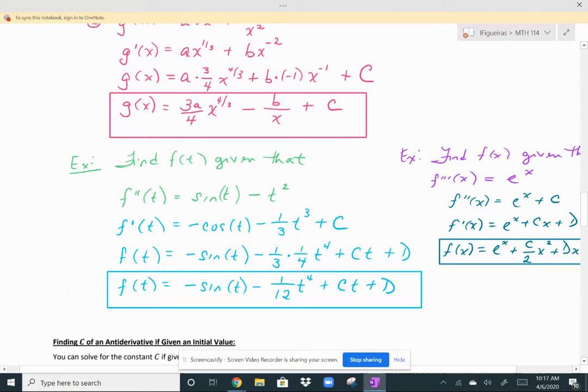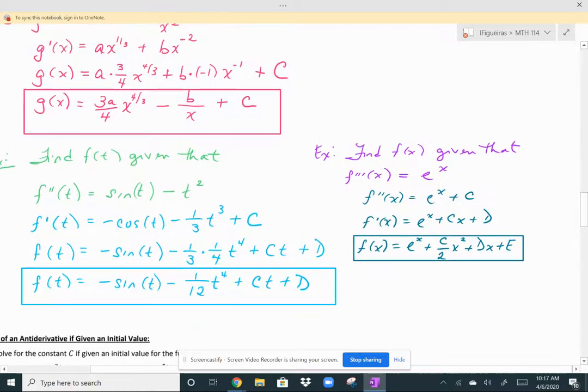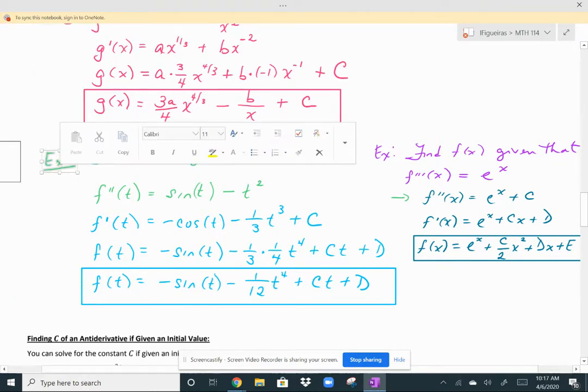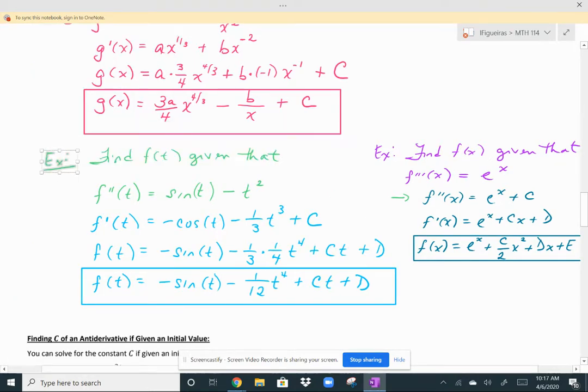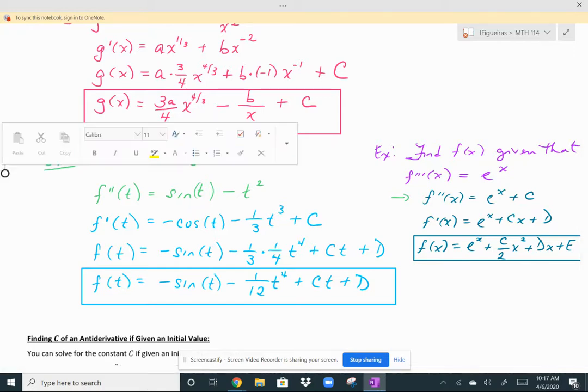So this next example is similar. There's even more work to do here. You want to find f of x given that f triple prime of x is equal to e to the x. So this time you have to take the antiderivative 3 times. So the antiderivative of f triple prime of x is f double prime of x. Remember, the antiderivative of e to the x is just itself with the constant. So it's e to the x plus c.